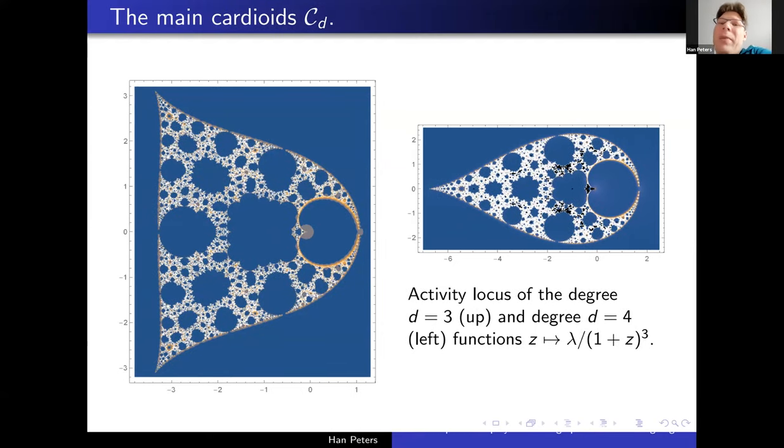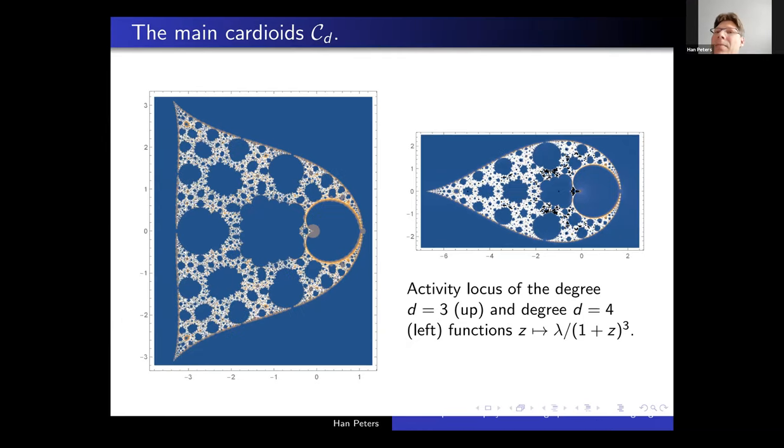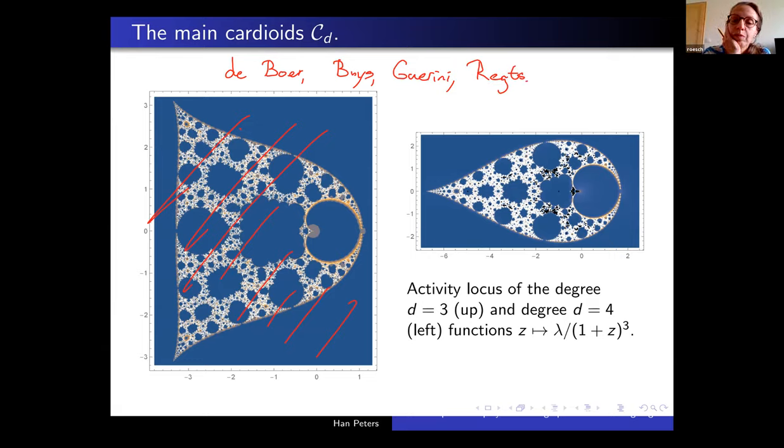So I claim that outside of the main cardioids, so this is the bifurcation locus when you just consider the iterates of this one function. If you consider this much larger semigroup, then zeros are dense here, and it was proved in our paper with De Boer, Buys, Guerini, and Rechtman. Okay, so it relies on a non-trivial, it's actually non-trivial dynamics by people working in theoretical computer science. So that's very interesting. And they're called Bezakova, Galanis, Goldberg, and Stefankovic.